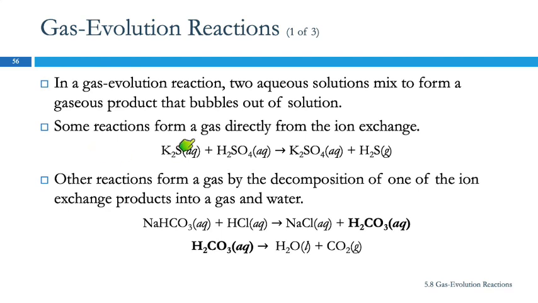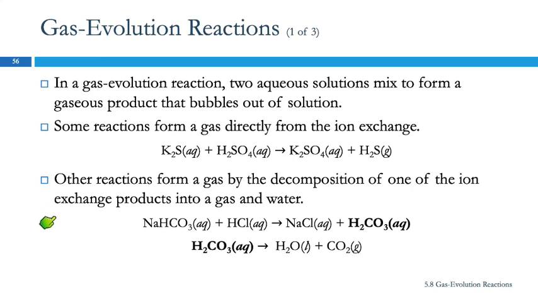Some reactions form that gas directly from the ion exchange. If we mix potassium sulfide and sulfuric acid and we just swap the ions, we get dihydrogen sulfide, which is a gas, and that will bubble out and smell really, really nasty, like rotten eggs.